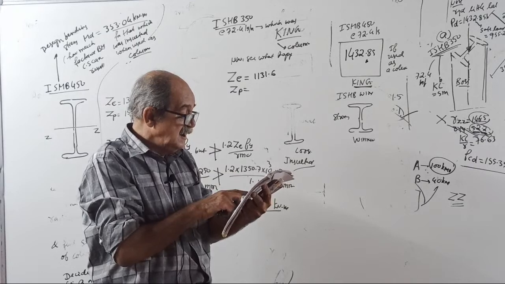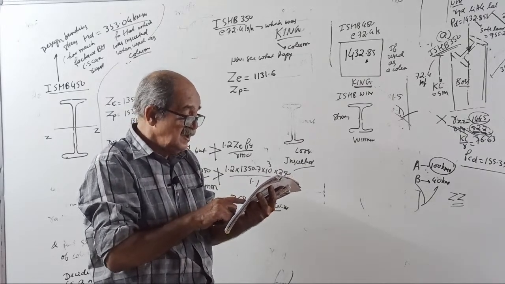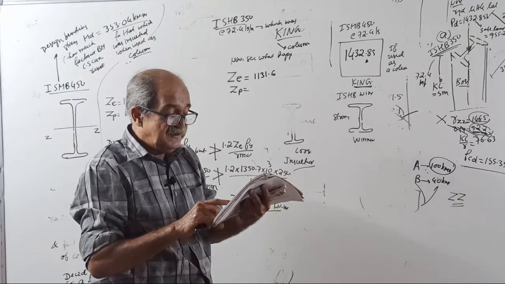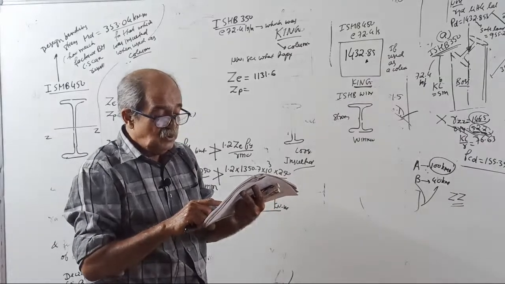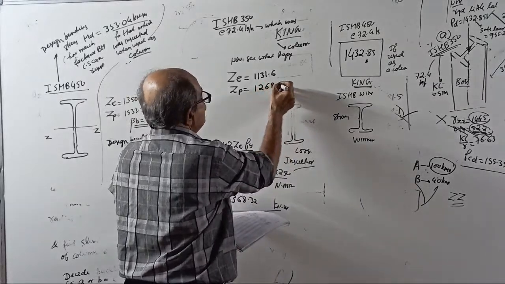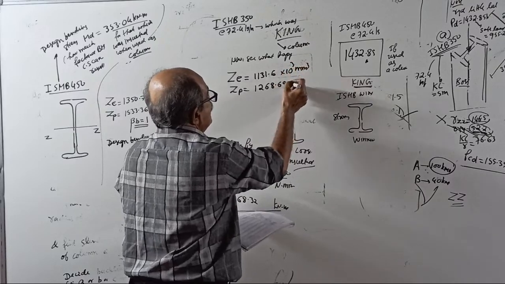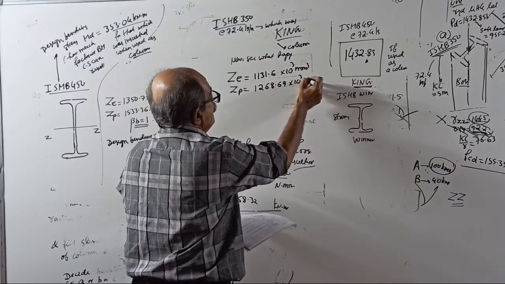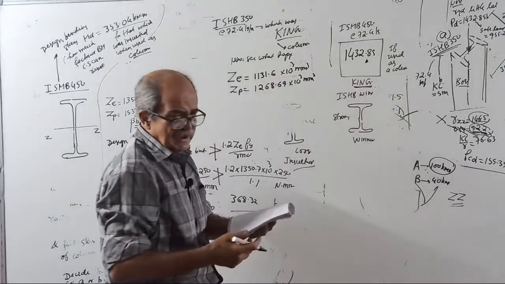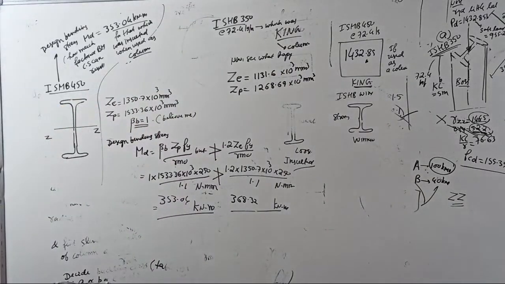ISHB 350. Yes, it is 1131.6. Then 1268.69 × 10³ millimeter cube. Correct answer? Tell me. Correct or not?